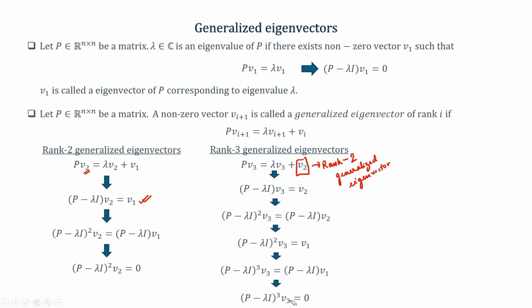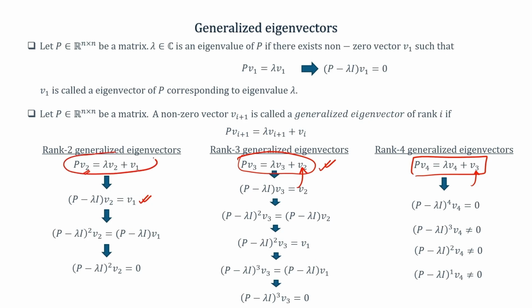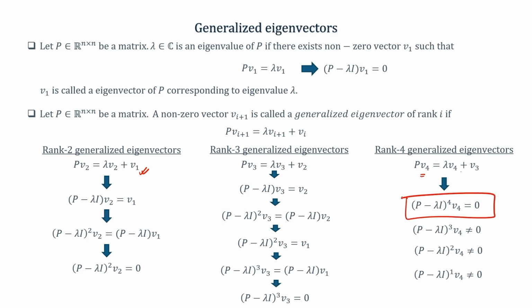Let me go one more step up. If I go to a rank 4 generalized eigenvector, it will satisfy this equation where V3 is a rank 3 generalized eigenvector. And a rank 3 generalized eigenvector satisfies this equation where V2 is a rank 2 generalized eigenvector. A rank 2 generalized eigenvector satisfies this equation where V1 is a rank 1 generalized eigenvector, or in other words an eigenvector. So, a rank 1 generalized eigenvector is nothing but an eigenvector. V4 must satisfy this equation, but it cannot satisfy these 3 equations.